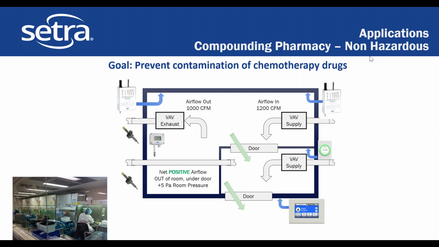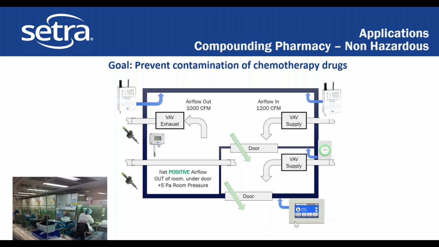This one is specifically non-hazardous. The main difference between non-hazardous and hazardous is that the hazardous has a negative pressure requirement because you want to make sure you keep all of that inside the room. And the non-hazardous has a positive pressure to keep contaminants out of the actual pharmaceutical products.